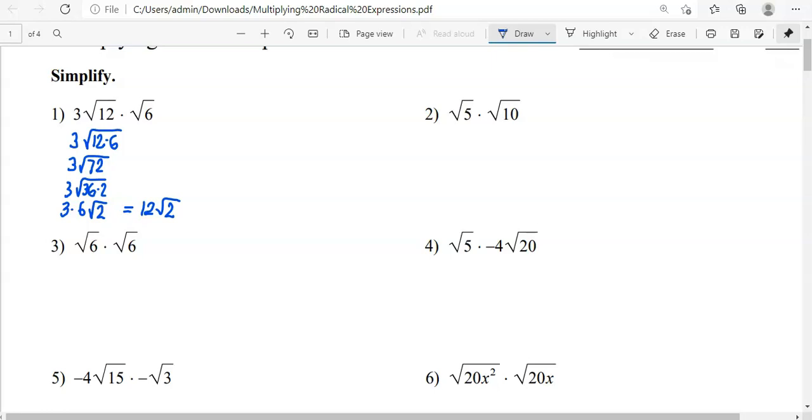Square root of 6 times square root of 6. So, multiply the radical. So, we will have square root of 6 times 6. So, the product is square root of 36. Since yung 36 is a perfect number and may square root yung 36, so kunin natin yung square root ng 36.